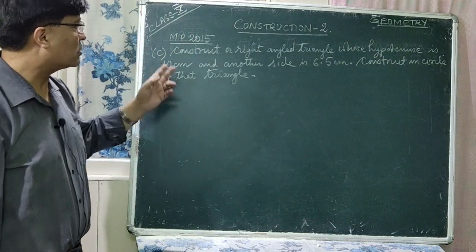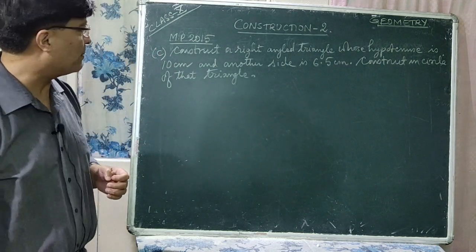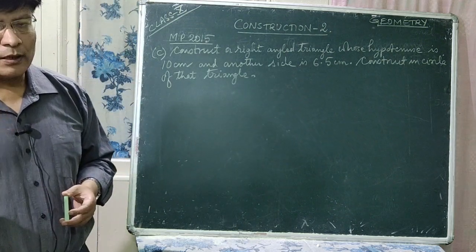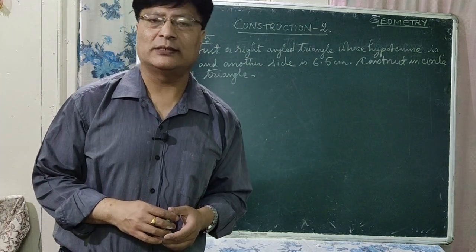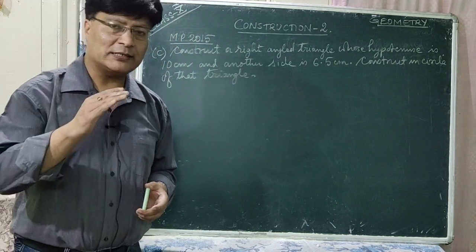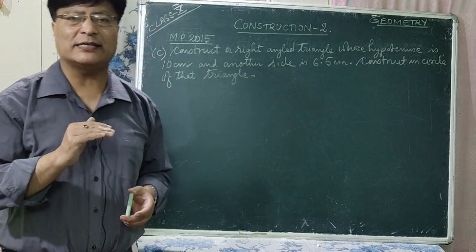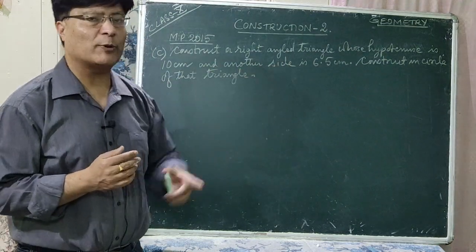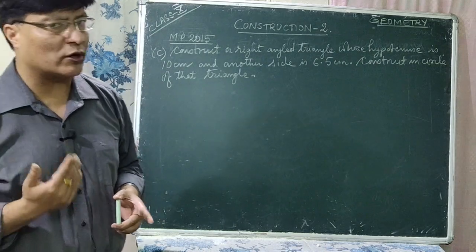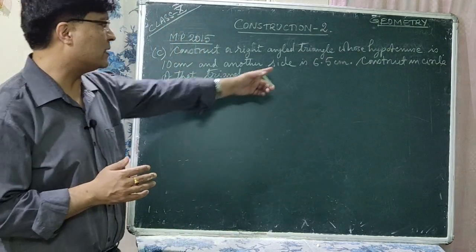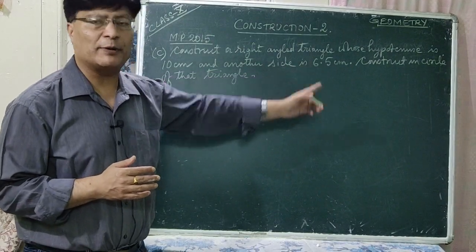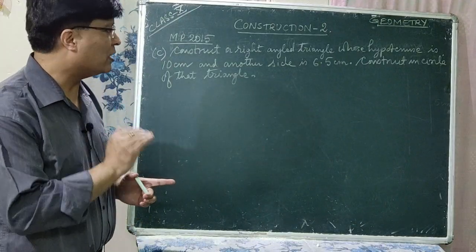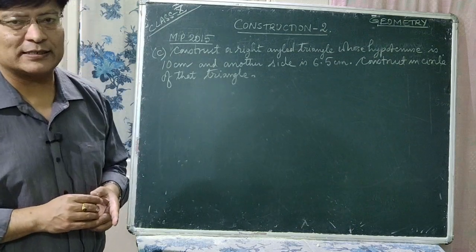You have to construct a right angle triangle whose hypotenuse is 10 centimeter and another side is 6.5 centimeter. You know a right angle triangle, isn't it? The longest side is the hypotenuse, that is the side opposite to the angle 90 degree, and that longest side is known as the hypotenuse. Here another side is 6.5 centimeter. Another side means it may be perpendicular or it may be base. You can write it as base 6.5 centimeter or perpendicular 6.5 centimeter. After drawing a triangle, you have to construct the incircle of that triangle.